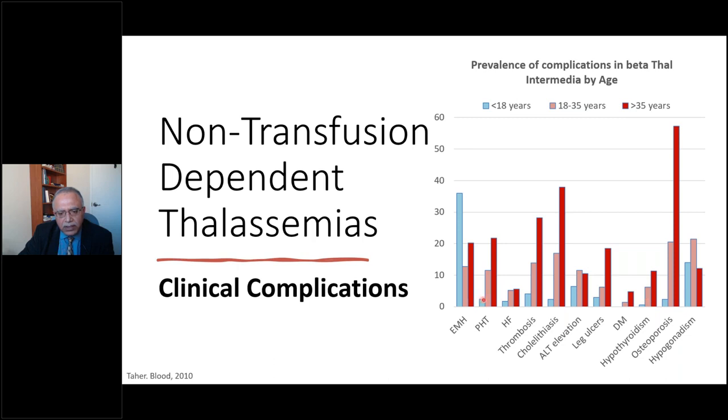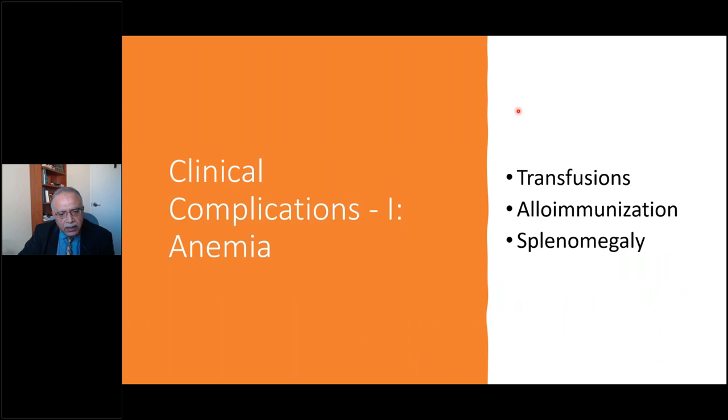For example, the occurrence of pulmonary hypertension, heart failure, thrombosis, leg ulcers, and many others is predominantly seen after the age of 35, and the risk is higher in the 18 to 35 range. It's much less common in children. We can group the complications into some categories, and the first one is the complications that are related to anemia itself.